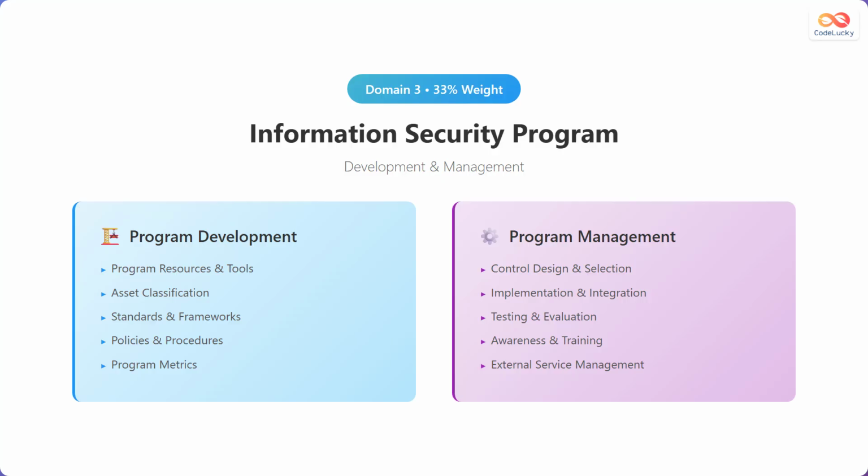Testing and evaluation verify that controls perform as intended. Awareness and training develop the human element of security. External service management ensures third-party providers meet security requirements.